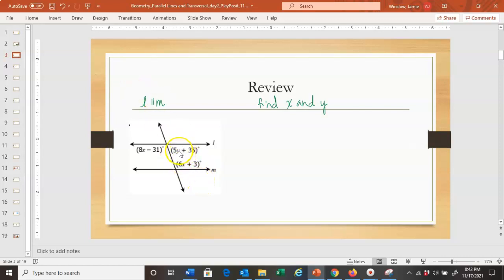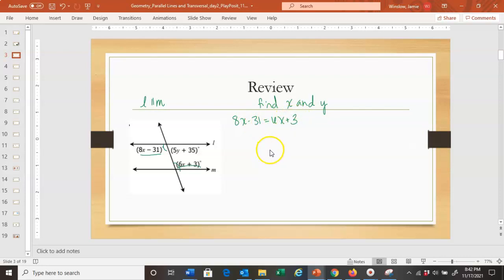If you look here, we have a Y and an X. So we can't use these two because that will give us 2 variables. And we can't use these two for the same reason, X and Y. So we really need to focus on the X's first because they're the only 2 that match. And if you remember, these are alternating across that transversal. So these are alternate interior on the inside, and they are congruent. So we're going to set them equal.